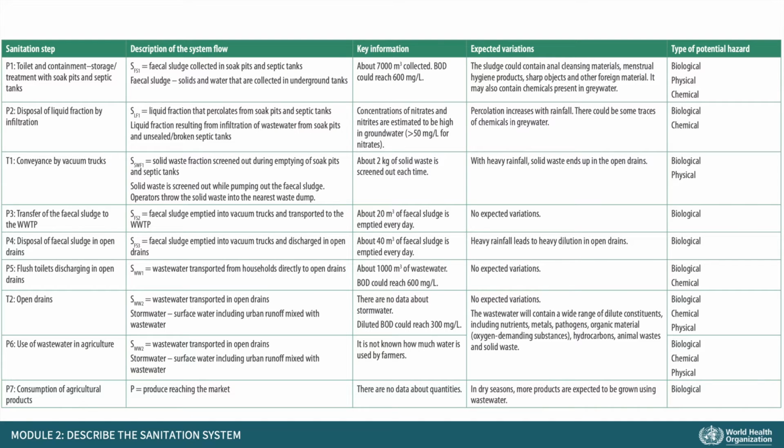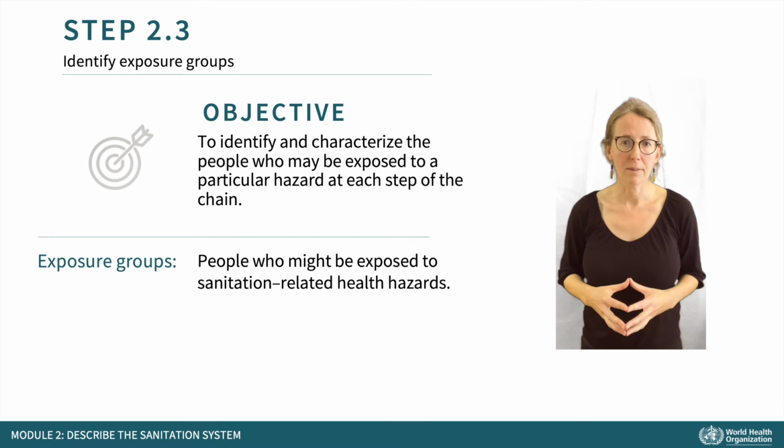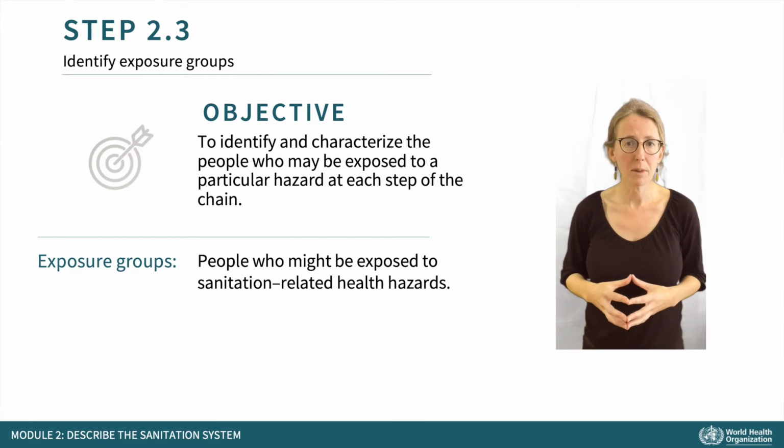Here, you can see how the characterization was done for some of the waste fractions identified in our example. Now, let's move to step 2.3. Here, we identify and characterize the people who may be exposed to a particular hazard at each step of the chain.